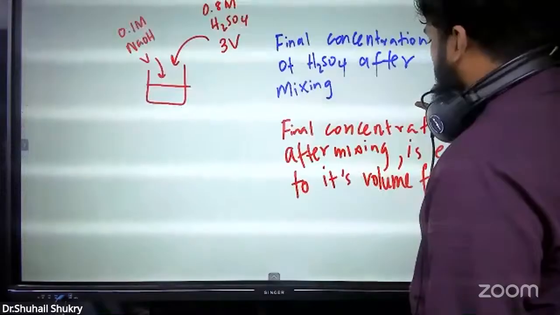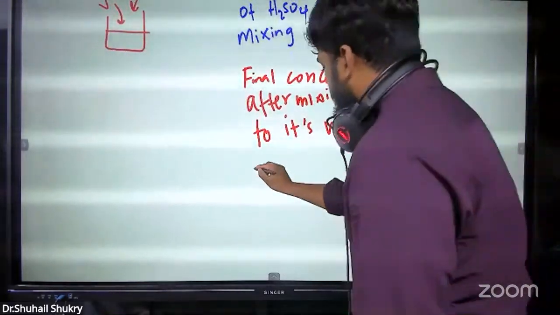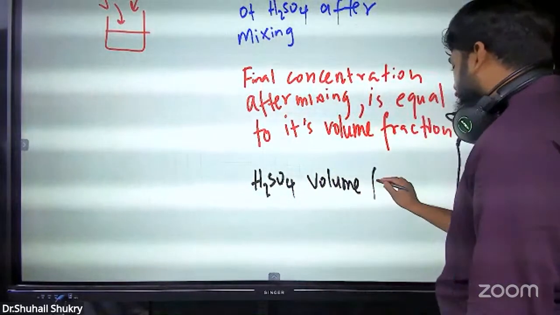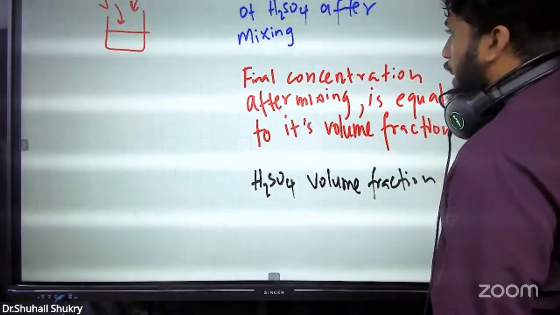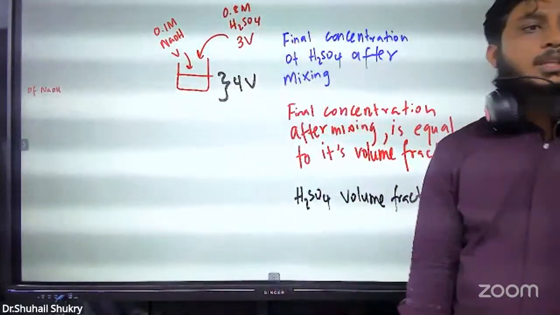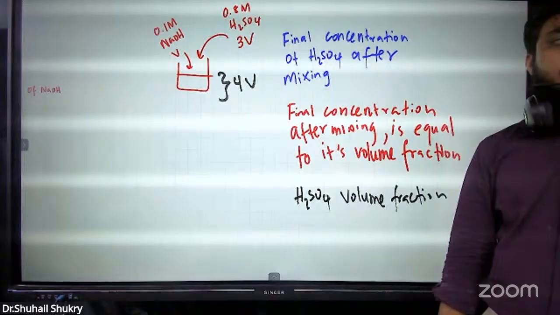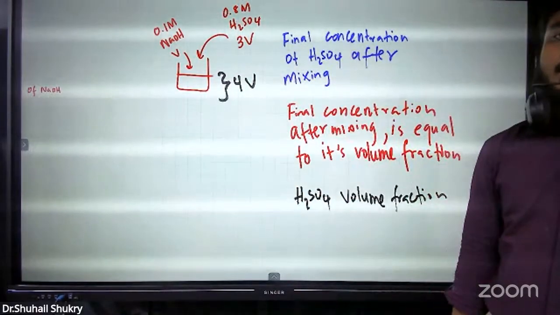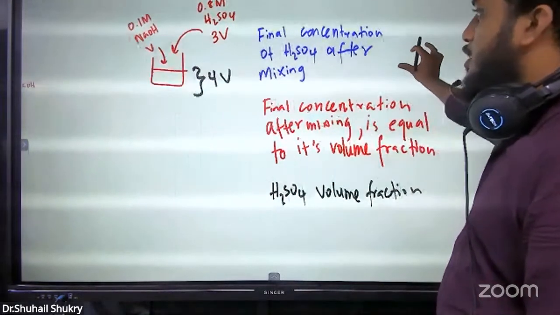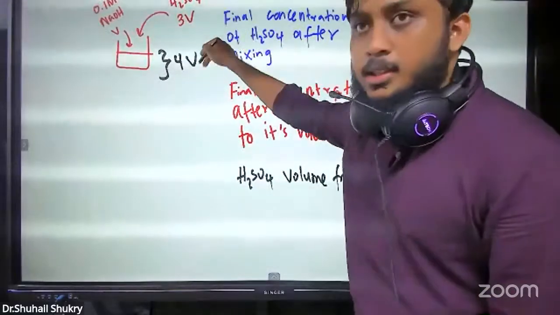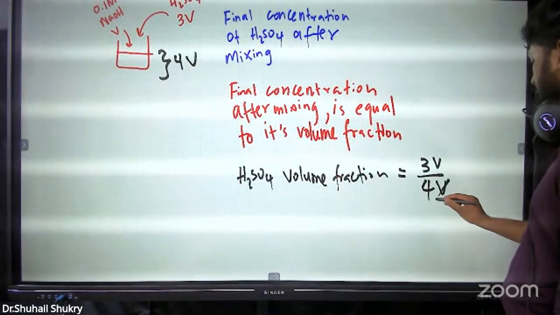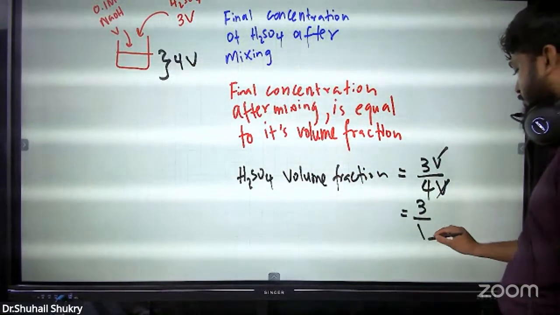Now, if I write H2SO4's volume fraction, what is the H2SO4's volume fraction? Now after putting 3V and V, what is the total volume? 4V. 3V and V totally, it is 4V. Again, you watch this and double check, slowly you finish this. H2SO4 volume fraction is how much? 3V over 4V. Now V and V get cancelled here. Answer is 3 over 4.